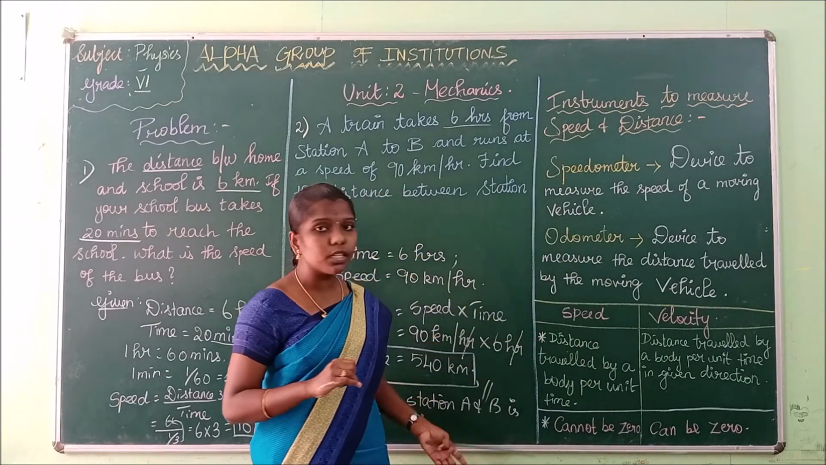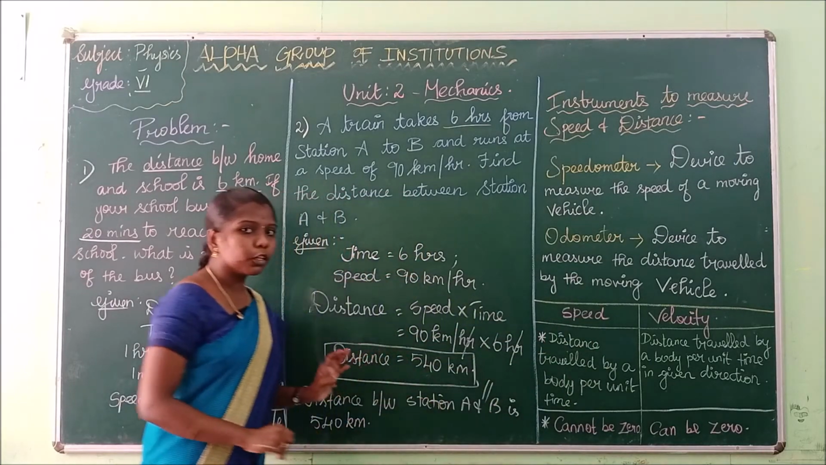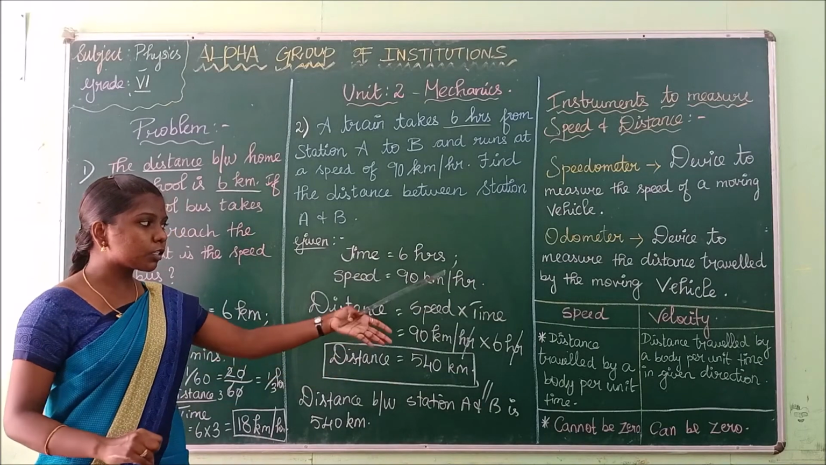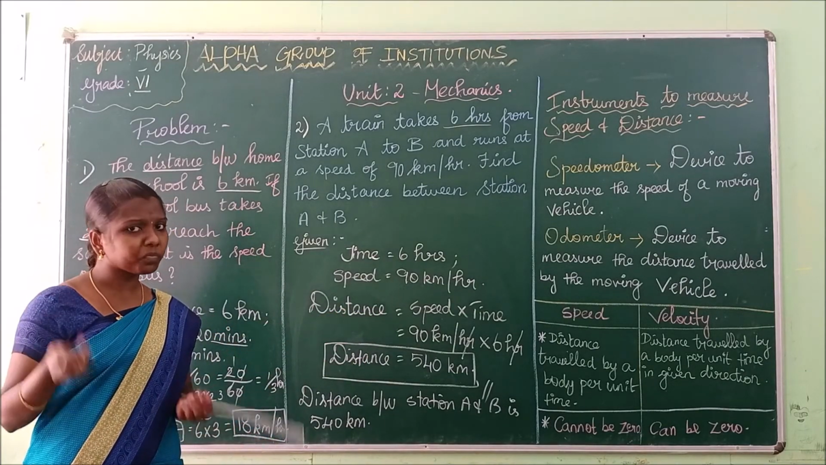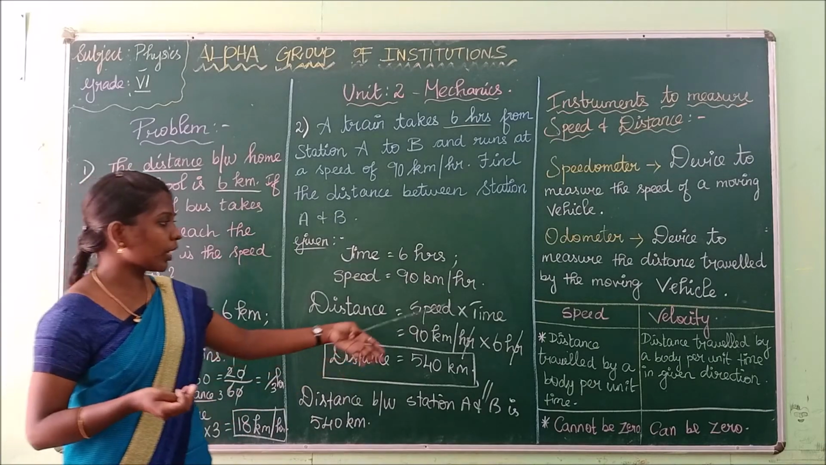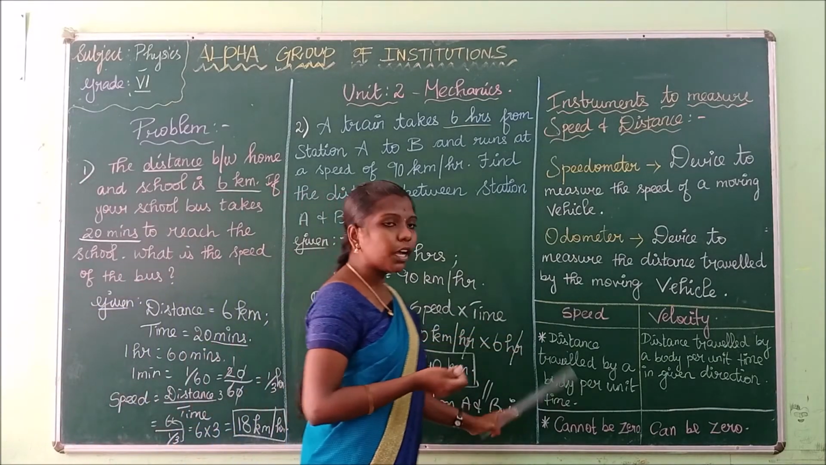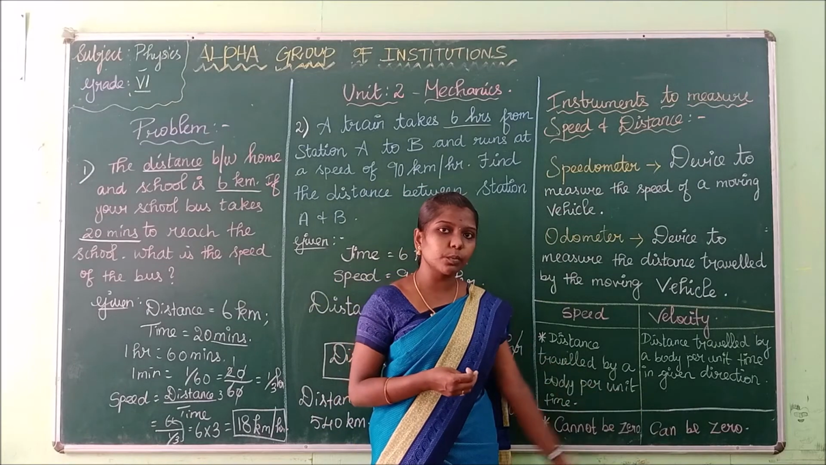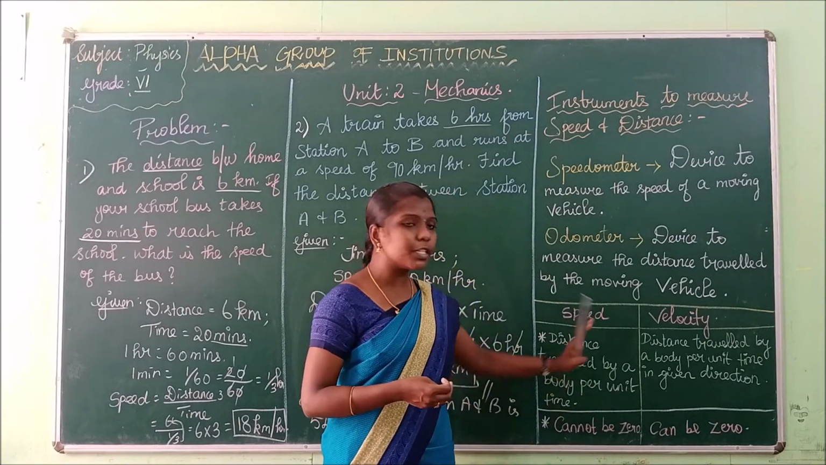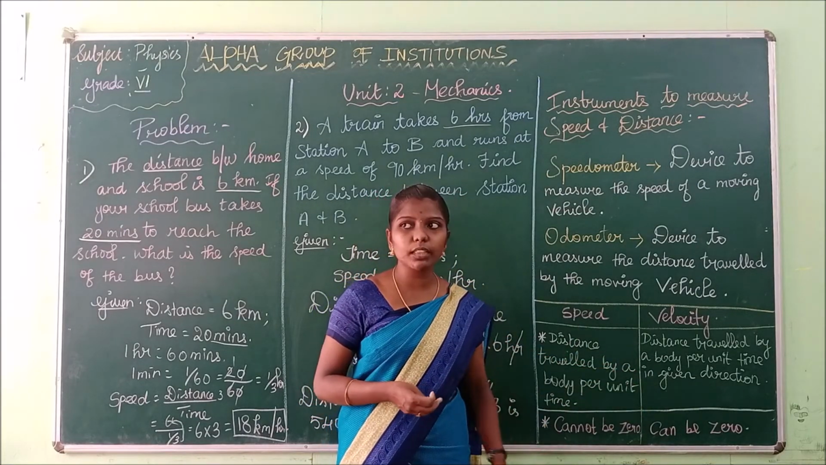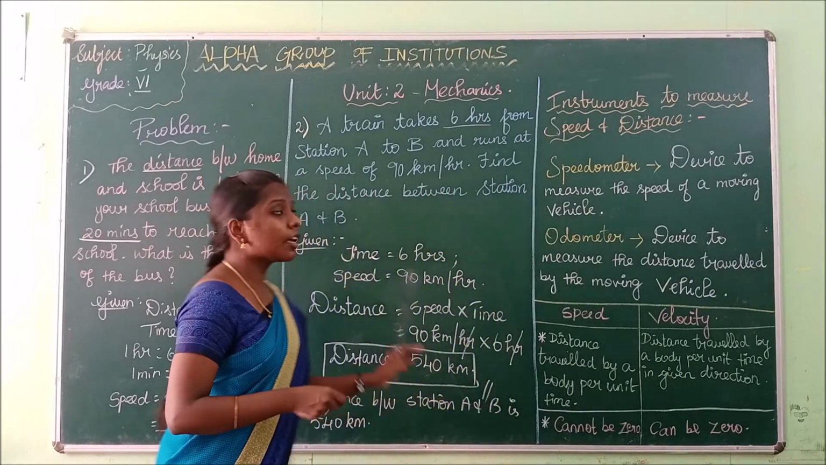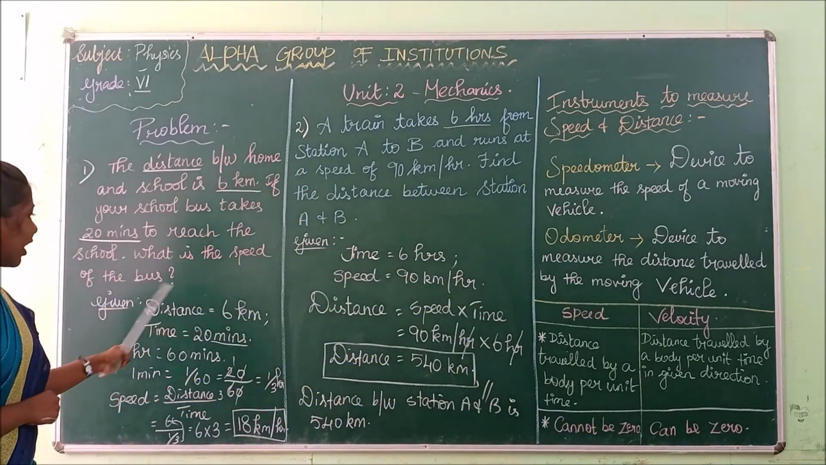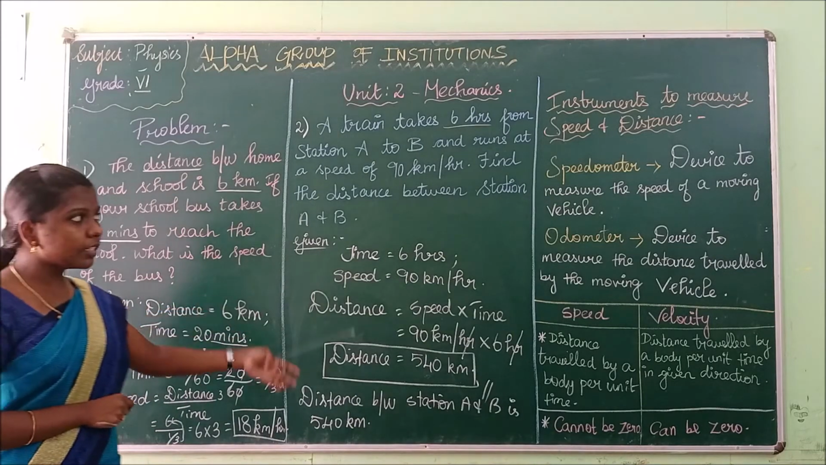Then you can write the units of speed. Unit of speed is kilometer per hour. Next, unit of velocity is meter per second or kilometer per hour. You can write the units as the difference, and you can write it as a scalar and vector quantity. You can give examples for speed and velocity. That too you can write it as a difference. Is it clear? We have solved the problem based on calculating speed and distance.